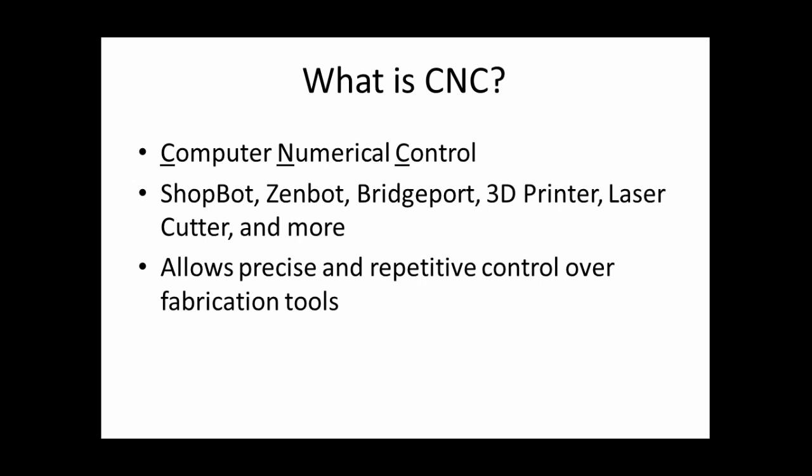So if you know the ShopBot, ZenBot, Bridgeports, 3D printers, laser cutters, all of those things are kind of the same thing. They have a cutter of some sort on different rails that travel in the X, Y, and sometimes Z. So they're all kind of similar. If you've taken our laser cutting class, which if you haven't, I highly recommend, you'll be surprised how much overlap the two have, even though the biggest part you can cut on the laser cutter is 12 inches by 24 inches. That's the point of these machines: they allow precise, repetitive control over different fabrication tools, which is fantastic.